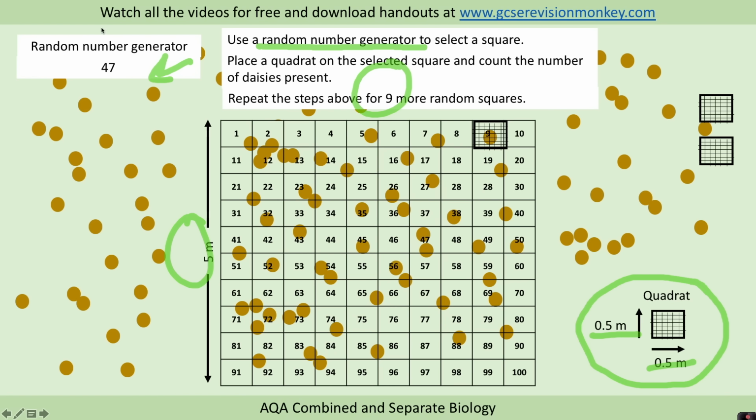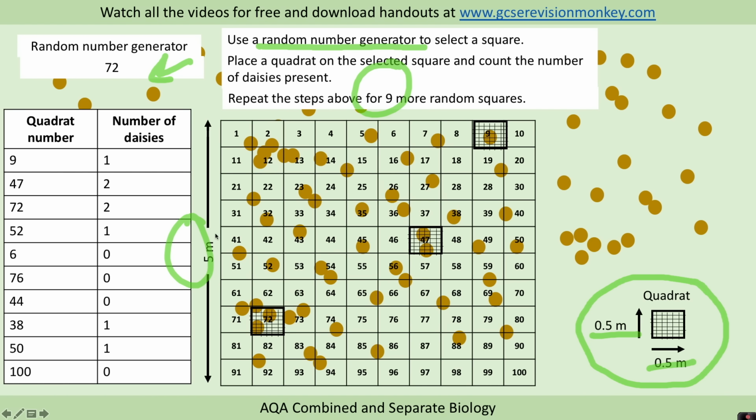For example, if our random number generator there picked us 47, we'd place our quadrat on 47, count the number of daisies present, and again, for example, 72, again counting the number of daisies present. Now we'd repeat that for around 10 squares. So we've got different quadrats here, and we've counted the number of daisies present in the squares.